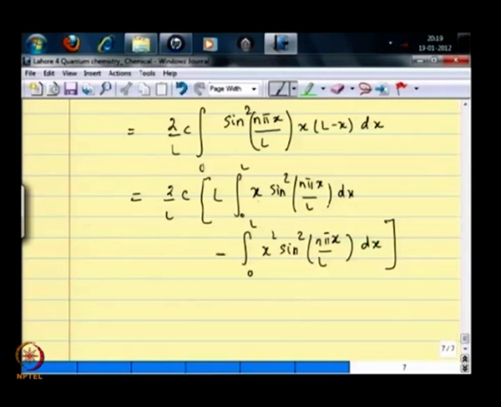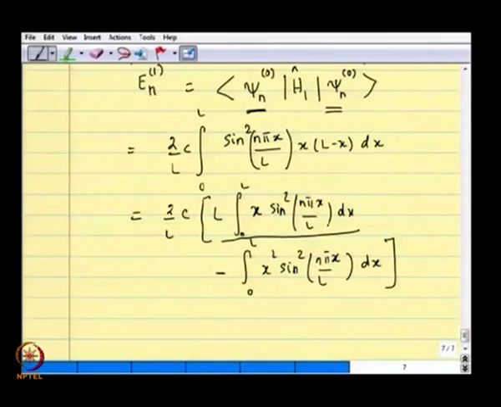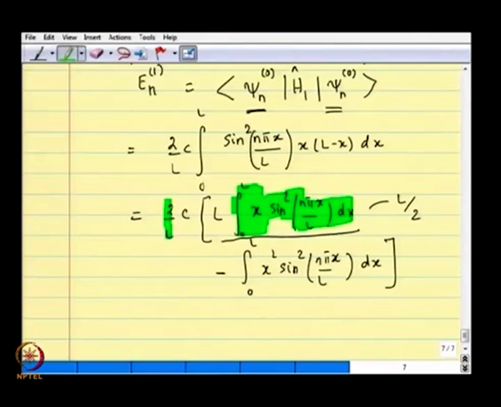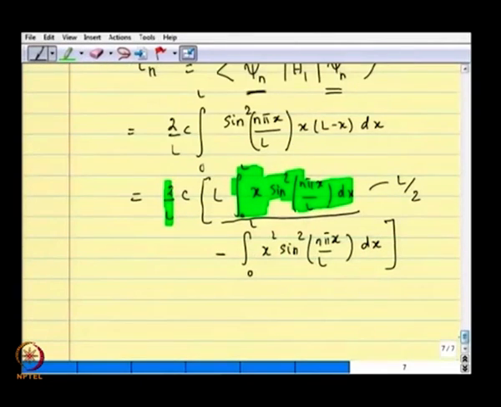You know that this is nothing but the average value of the position operator that you have calculated. You know that the answer is L by 2, including the 2 by L in the integral, and you know that the other is the average value of x square. So, I would leave it to you to evaluate.